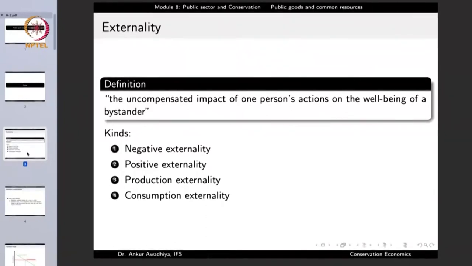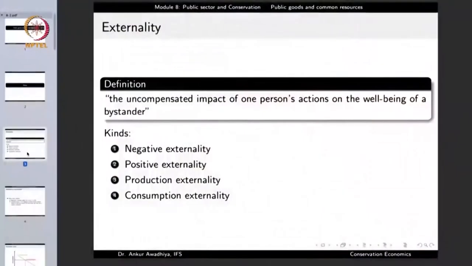So externality is the uncompensated impact of a person's actions on the well-being of a bystander. So somebody is doing something, but that action is also impacting other people who have got nothing to do with that decision or that action, and they are also not getting compensated for those impacts. In that case, we say that it is an externality, and it is of four kinds.